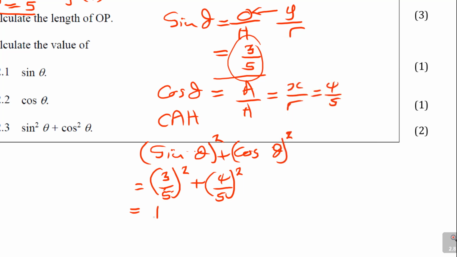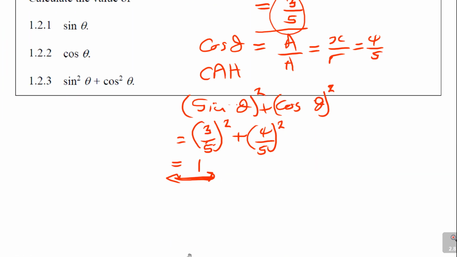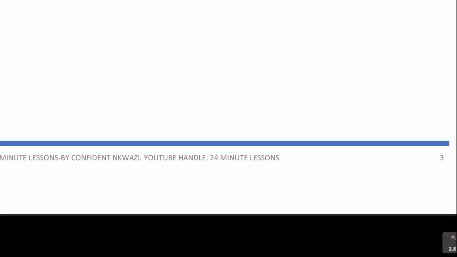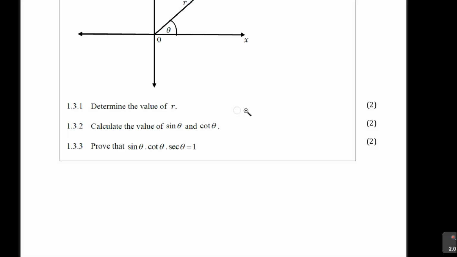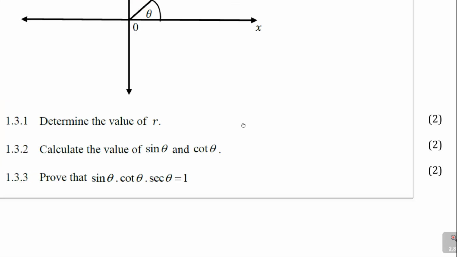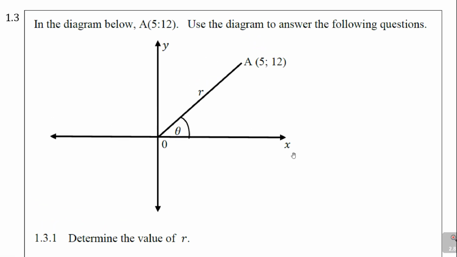See, the answer that gives me 1. You'll learn later actually that sine squared theta plus cos squared theta is an identity that gives a 1. So guys, this is how you approach these kind of questions. All right, let's continue.